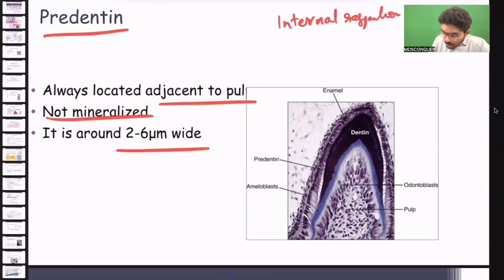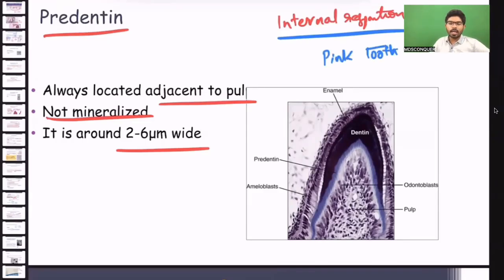Internal resorption is also called as, yes, very good, pink tooth. So now the question in endo is, which of the following types of dentin resorption occurs in the case of internal resorption? Which dentin will be affected? Internal resorption is basically odontoclasts getting activated, and they get blood supply from the pulp.